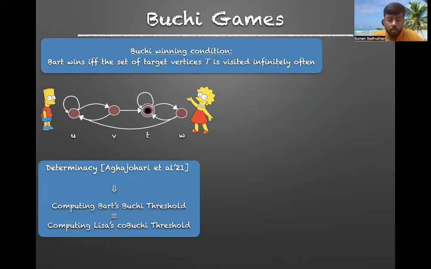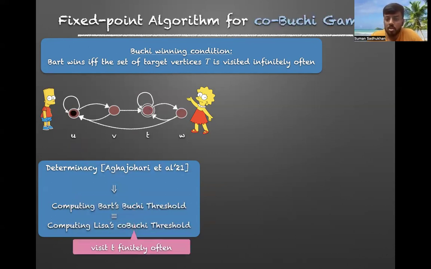From the earlier part, we knew that the games are determined. We knew the Muller games are determined, which is more general than Büchi games. So we knew that Büchi games are also determined, and from that information, we knew that if we can compute Lisa's threshold budget, that is the co-Büchi threshold budget, then that's the same as computing Bart's or Büchi threshold budget. But we didn't know how the threshold budgets look like, or how to compute them. So I'll show how we compute the threshold budget for co-Büchi games.